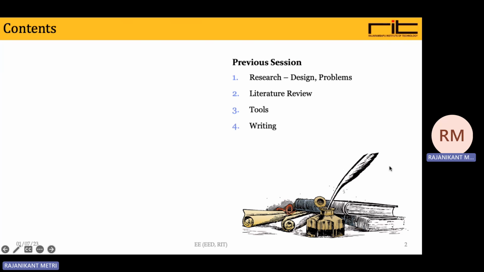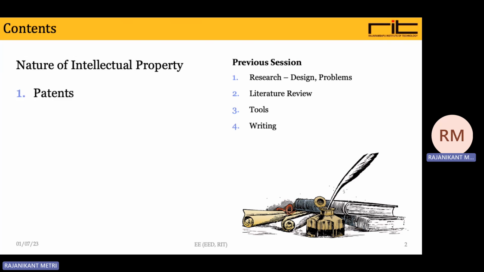In the previous sessions, we have seen what research is, what the research designs and research methods are, then the research problem, how to write the research problem, then how to do the literature review, and what the different tools available to carry out the research are. In the last chapter we have seen how to write theses or articles for conferences, journals, or how to write the dissertation, and what points to take care of while writing this. In this chapter, we will mainly focus on intellectual property.